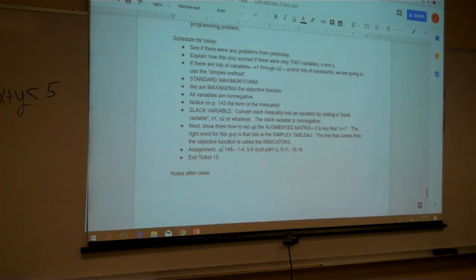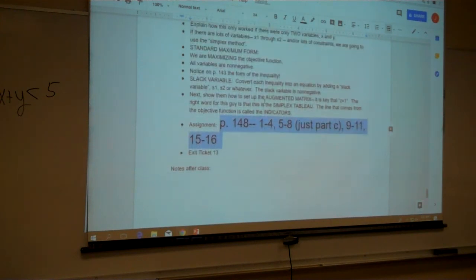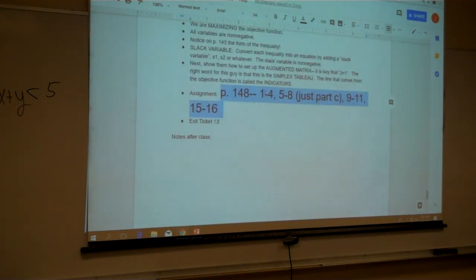Oh, look. There aren't even all that many problems. Page 148, 1 through 4. And if you look at 1 through 4, there's not that much to it. Then 5 through 8, you only have to do part C. And then 9 through 11 is writing in the initial tableau. And then 15 and 16 are the only two where you actually are reading a solution off of the tableau.